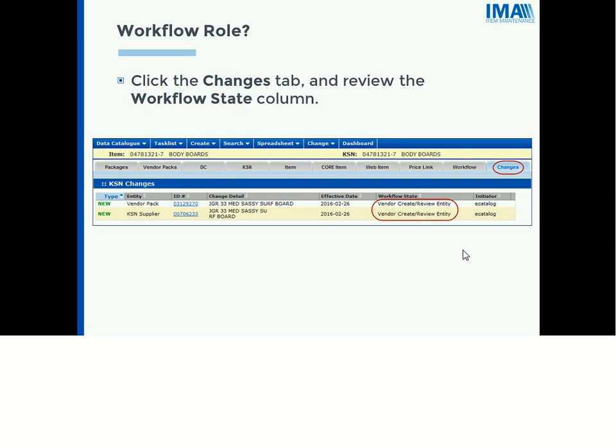Then you can review the workflow state column. So here it says Vendor Create Review Entity. If we look over at the left, under Type it says New, and then Entities, Vendor Pack, KSM Supplier. So this looks like it's a new vendor pack. Remember, you can add new vendor packs to existing items. So in this instance, this new vendor pack is still sitting in the vendor row and it's waiting to be approved by the vendor.